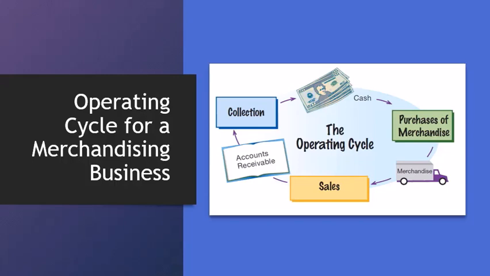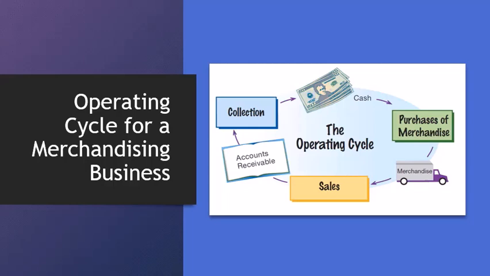So let's start with a merchandising business. Well, when we talk about merchandisers, we're essentially talking about any type of retail or wholesale business. It's essentially anyone that buys a finished good from another company, like a manufacturer, and then resells it to someone else. So their basic cash cycle is going to be they use cash to purchase merchandise.